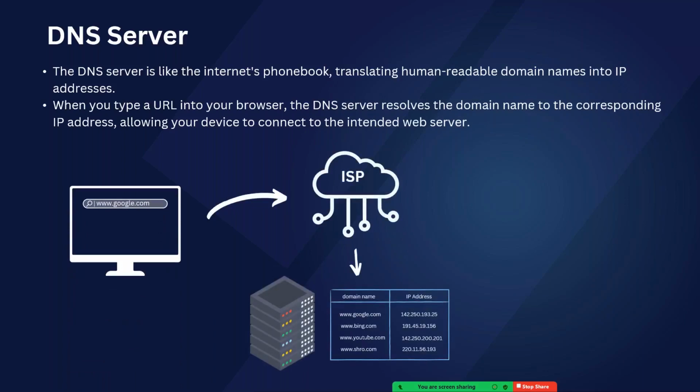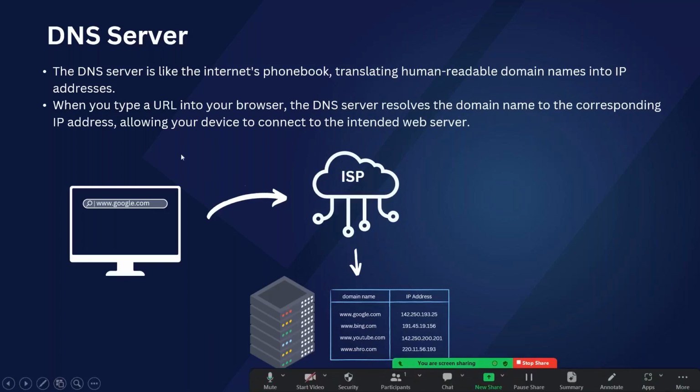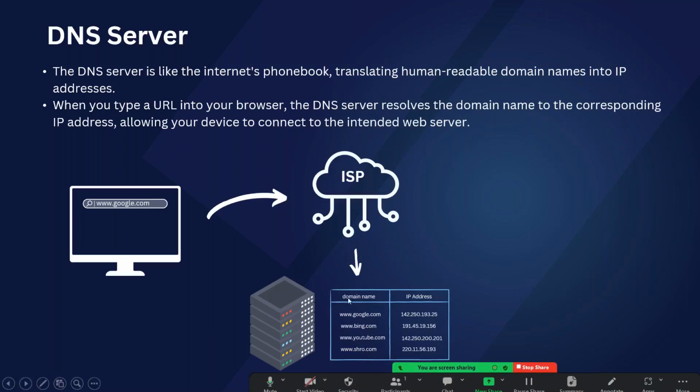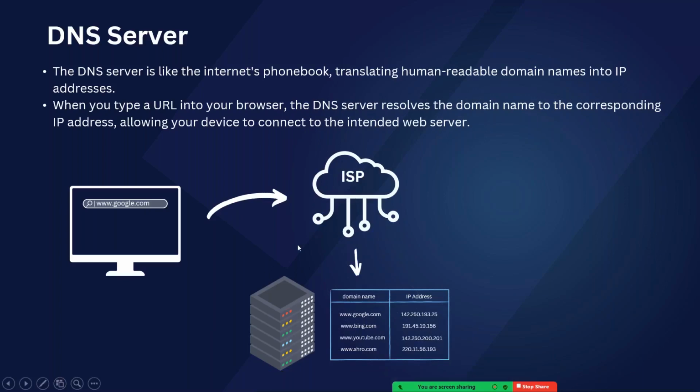Bing.com located on so-and-so IP. YouTube.com located on so-and-so IP. Slow.com located on so-and-so IP. So when you're sending a request for google.com, that goes to the ISP first. From there, it reaches a DNS server owned by them. And from there, it knows, okay, this is the IP I have to travel to.